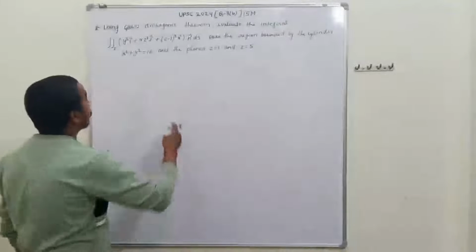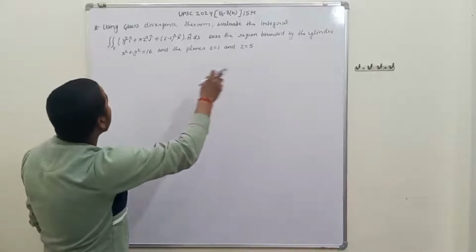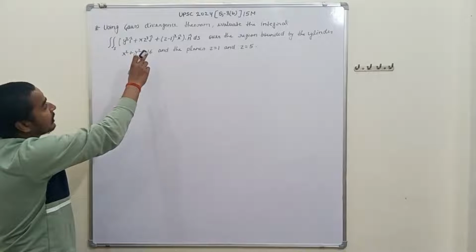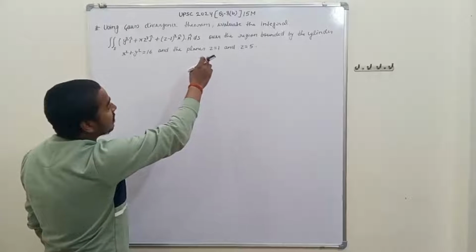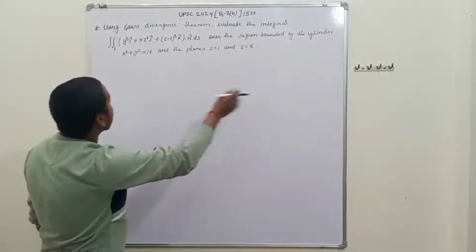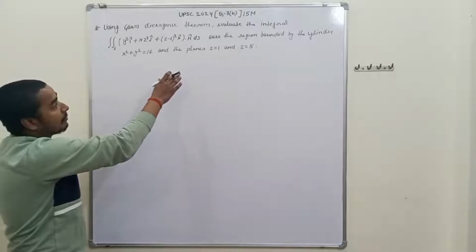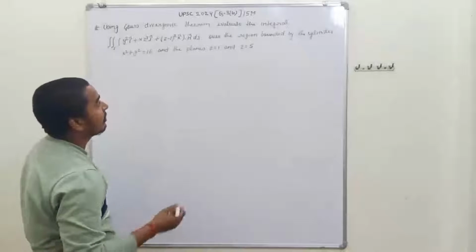Here in the question, using Gauss divergence theorem, evaluate the double integral over the surface of y square i cap plus xz cube j cap plus (z minus 1) whole square k cap dot n cap dS over the region bounded by the cylinder x square plus y square is equal to 16 and the planes z is equal to 1 and z is equal to 5. Let's solve the problem.